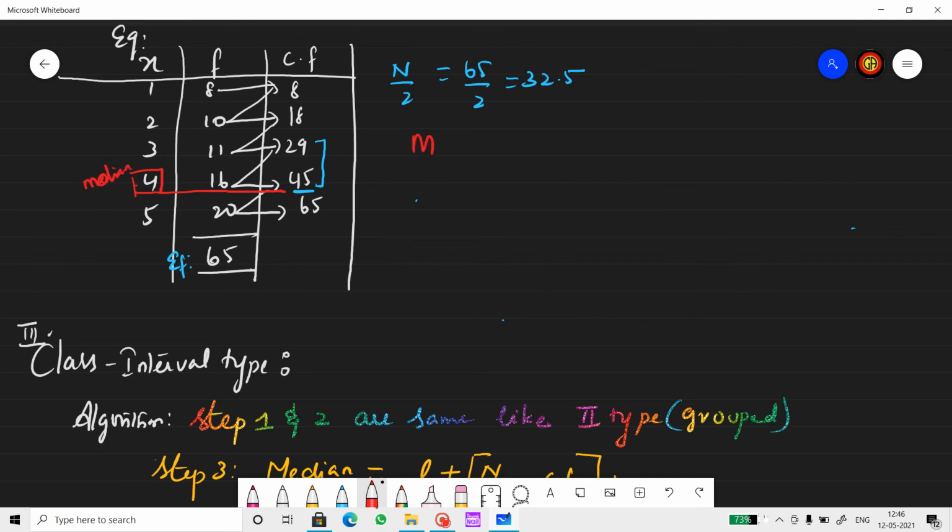So median equals 4. So in grouped data, we cumulate the frequency, we find the total F, which is in turn the last value of cumulative frequency. We divide that by 2 and we see where that lies. We take that value if it is available or the greatest value. Then you take the corresponding x value of that, which is the median. The last type is class interval type.